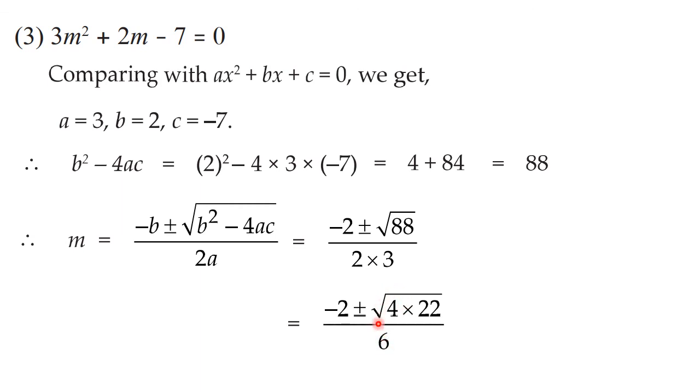Now see, this 4 is going to come out as 2. So the value of this root 88 we are going to get as 2 root 22. Once again I am reminding you, you cannot cancel this 2 with 6. So this root 88 we can express as 2 root 22. Why? It is written here. So let us write down the next step.